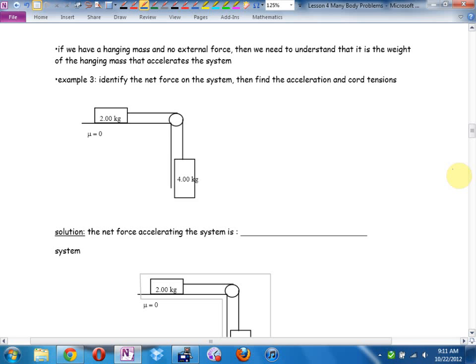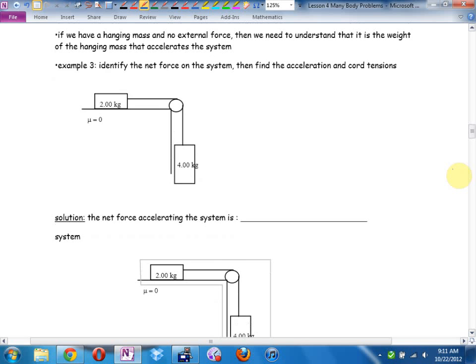Specifically, Megan, if I have a mass hanging in midair over a cliff like this, is it touching a surface? So is there a normal force? Oh, it makes it easier. So if we have a hanging mass and no external force, we need to understand it's the weight, the mg of the hanging mass that accelerates the entire system. So it says identify the net force and then find the accelerations and the cord tensions.